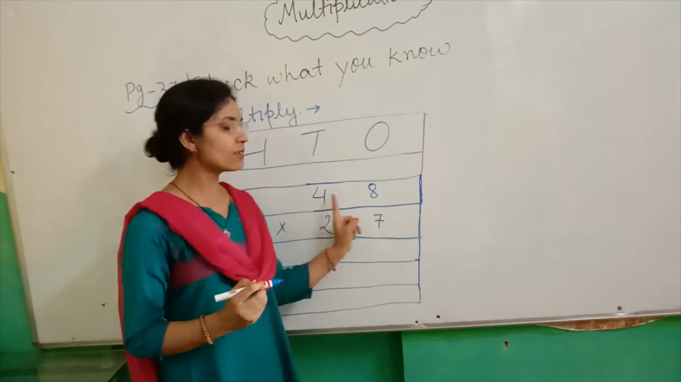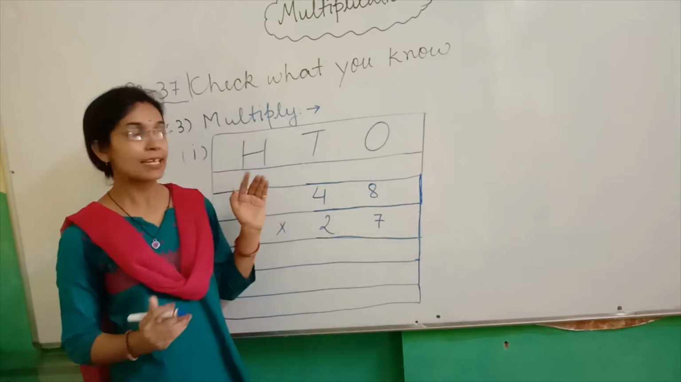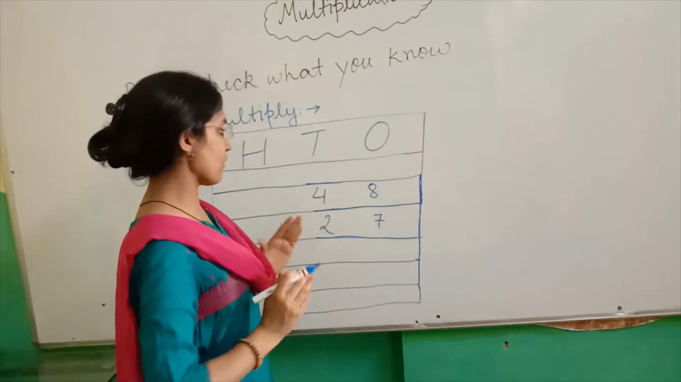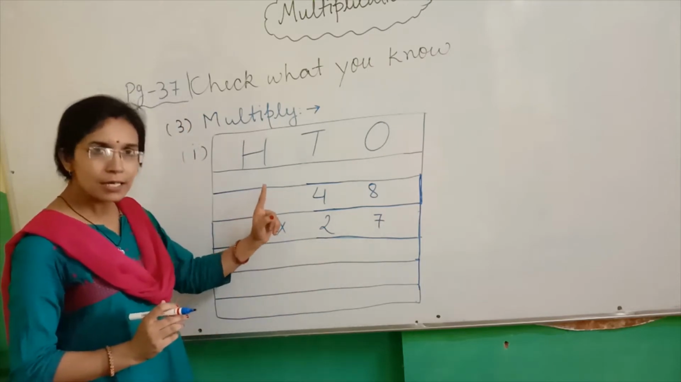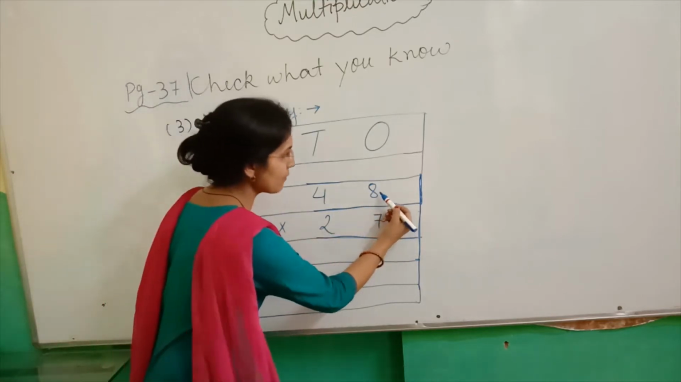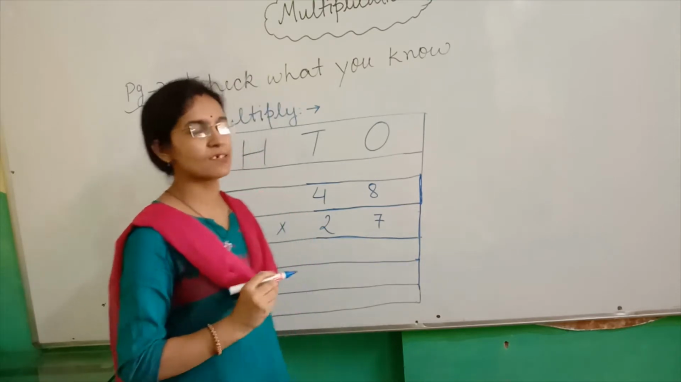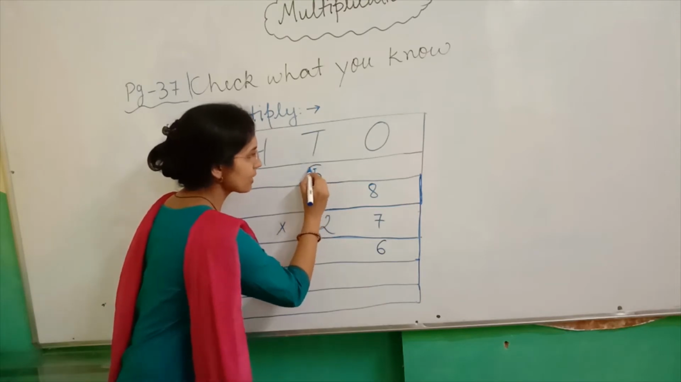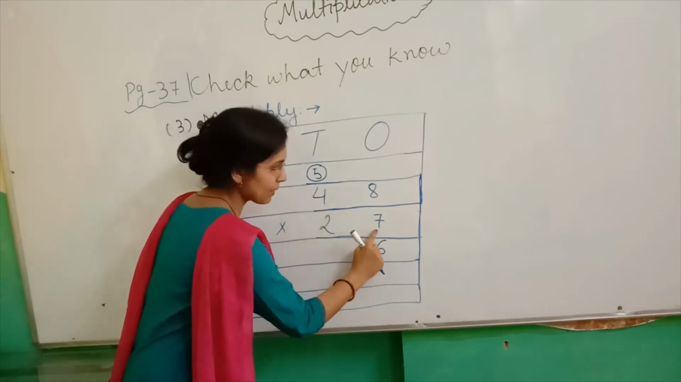Here is the number 48 multiplied by 27. Again we'll write down all the numbers according to the place value. Just see over here, I have written all the numbers according to the place value. Now we'll start the process. First I will multiply 8 and 7. 8 sevens are 56. So I will write down 6 here and 5 will be carry over.